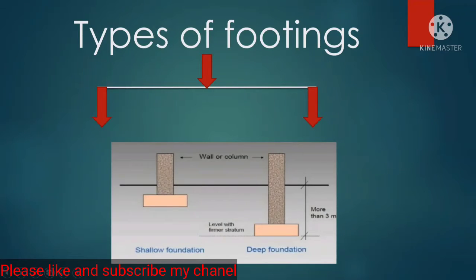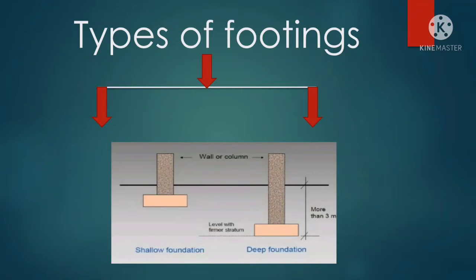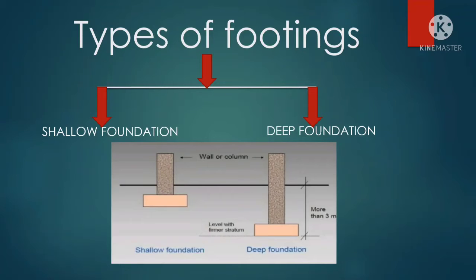In today's session, we will learn something about the types of footings. Okay, so basically there are two types of footings, and those are first is shallow foundation and second is deep foundation. Okay, so you can see the particular picture which is showing you the classification amongst these two types, that is shallow foundation and deep foundation.